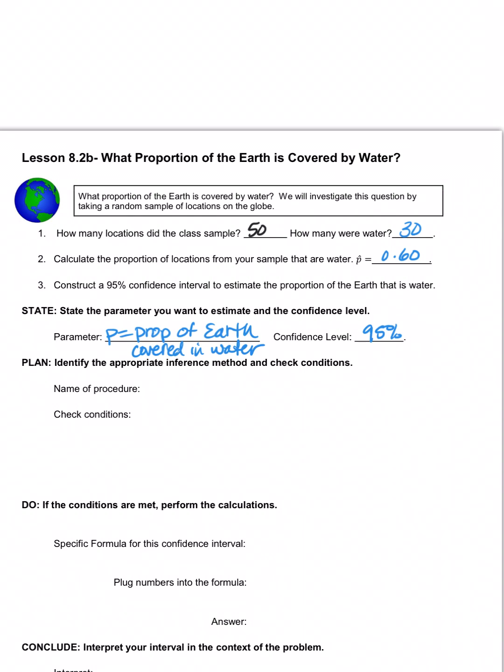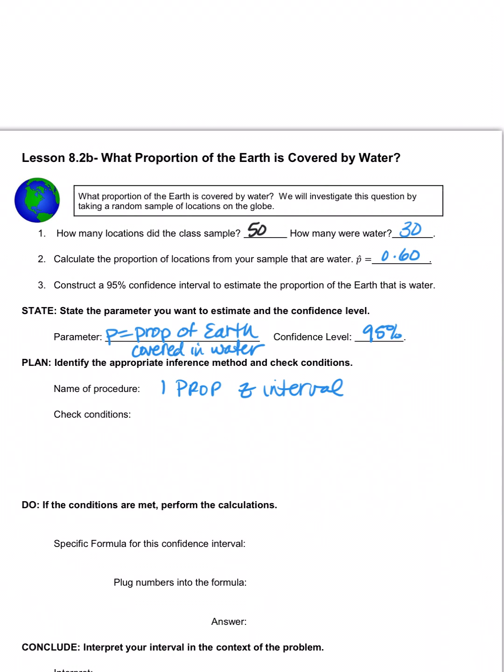The next step that we have to go through is the planning step, where we identify, and this is something you already do. You have to stop and think, what am I going to do? How do I do this, right? You already do this. We're just writing down the procedures, and this is going to help ensure that you have every little detail down and you get full credit on your FRQs, all right? So name the procedure. Right now, this is your very first procedure. We will end up with 12 procedures by the time we're done. The first one today in this chapter is the one proportion Z interval. Obviously proportions, and it's Z because we're using the normal distribution.